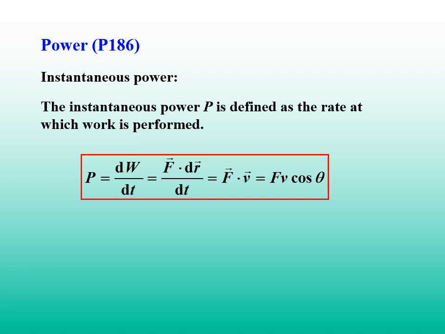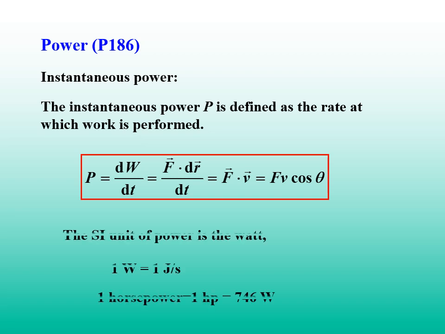The SI unit for power is the watt. 1 watt equals 1 joule per second. In engineering, we often use horsepower as a unit for power. 1 horsepower equals 746 watts.